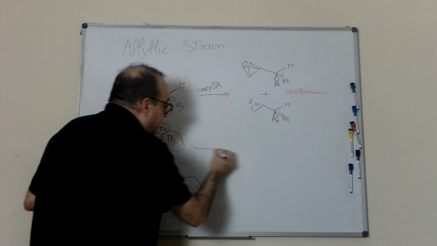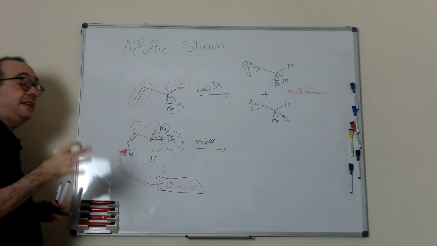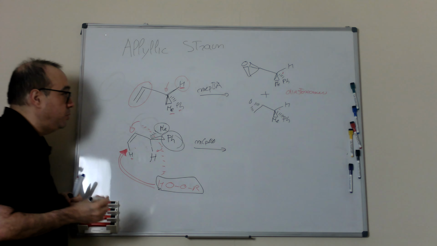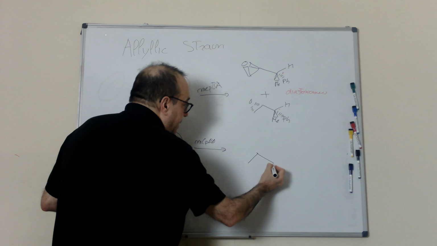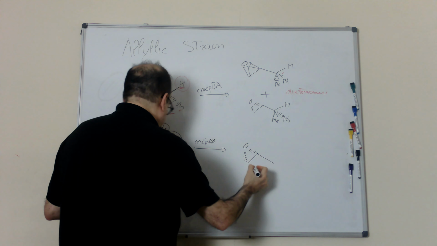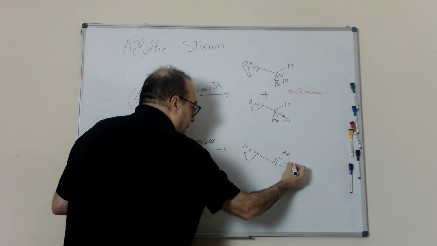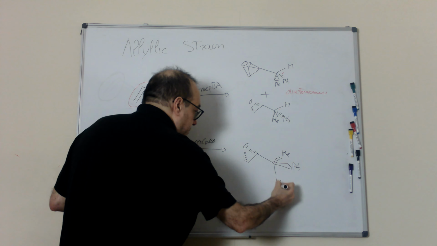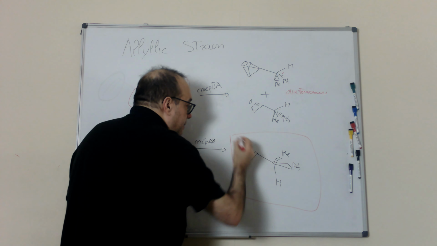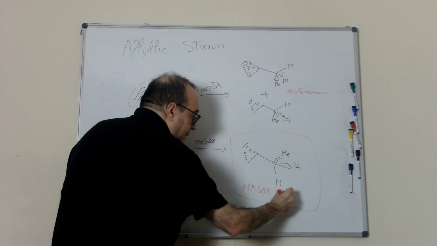That means that when I do this reaction, the major diastereomer will come from the attack from behind. I don't say that it's impossible to get both diastereomers, I only say that the major diastereomer will be from the attack from behind, and I will get this compound. This will be the major diastereomer.